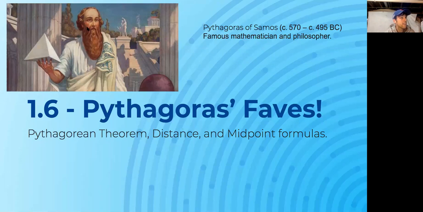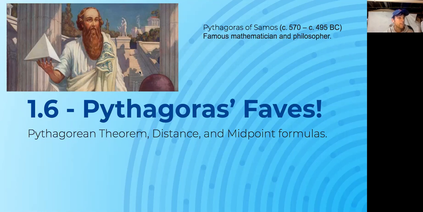Pythagoras, this is an artist's drawing of him, Pythagoras of Samos. He's a famous mathematician and philosopher. These are around the times of his life here. A lot of things are attributed to him, but obviously it was a really long time ago. We don't really know how much to attribute exactly to him, or more likely people that worked with him came up with a lot of these things too, or they existed before.